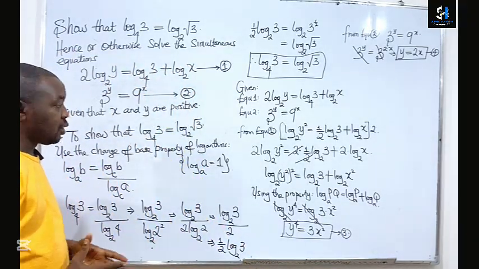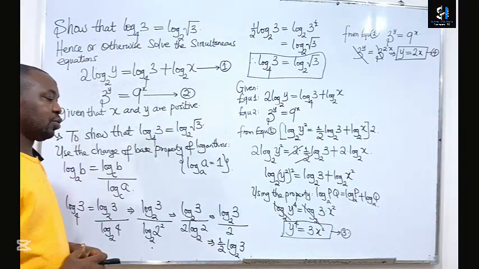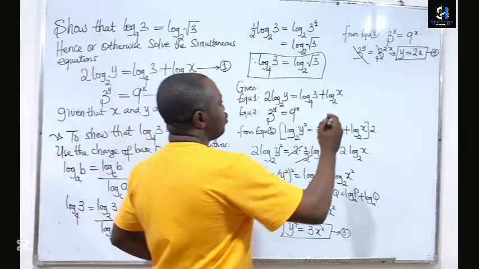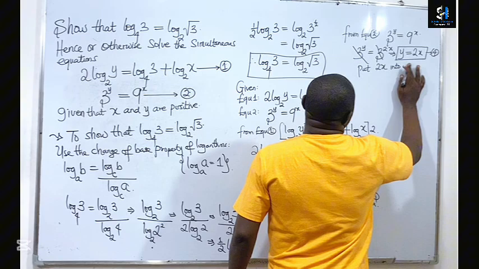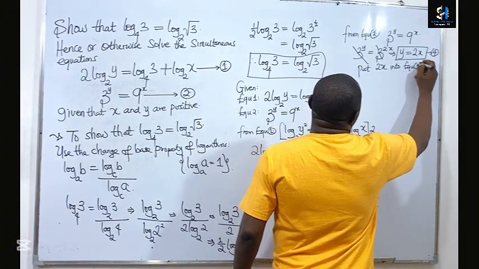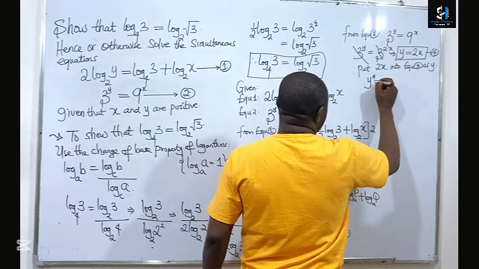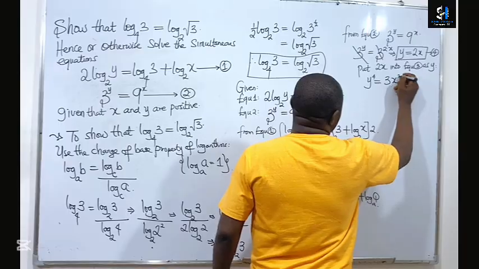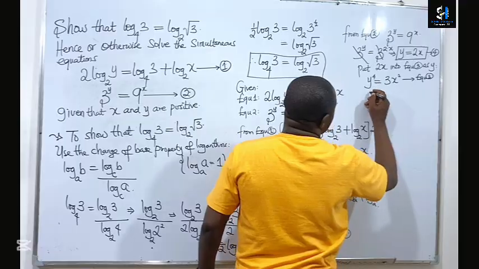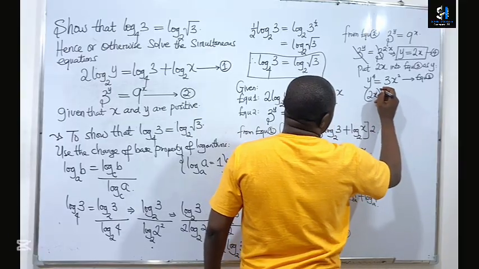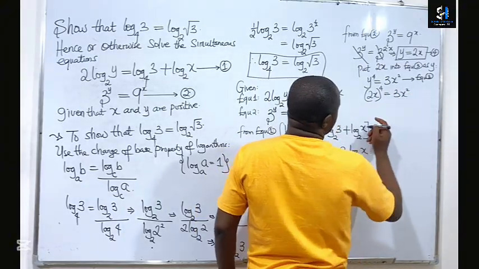That's equation 4. So what I will do now is put 2x into equation 3 as y. We have y raised to the power of 4 equals 3x squared. This is equation 3. Okay, now y equals 2x. So this will be 2x raised to the 4th power equals 3x squared.